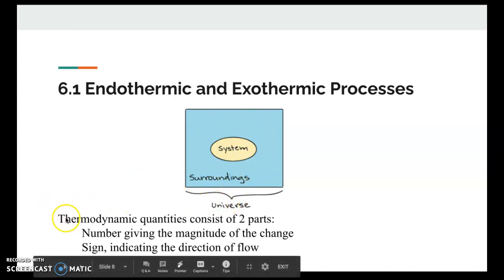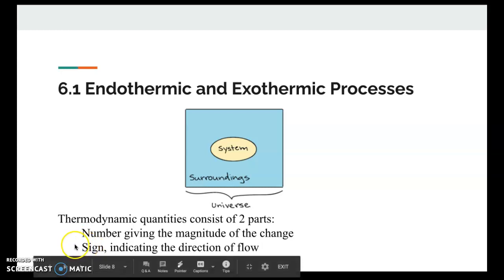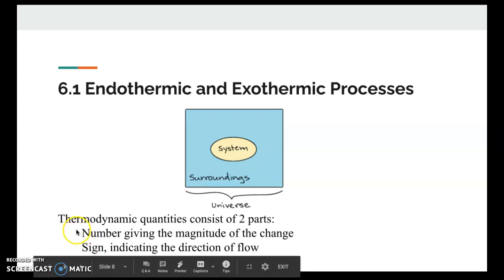And then thermodynamic quantities consist of two parts: the magnitude, which we represent with a number, and then the sign. The big thing with thermodynamics and thermochemistry is just understanding which direction the energy is flowing, and the sign will tell you that. Is the energy flowing into the system? Is the energy flowing out of the system? The magnitude is given by the number, and the sign will tell you the direction of the flow, either into the system or out of the system.